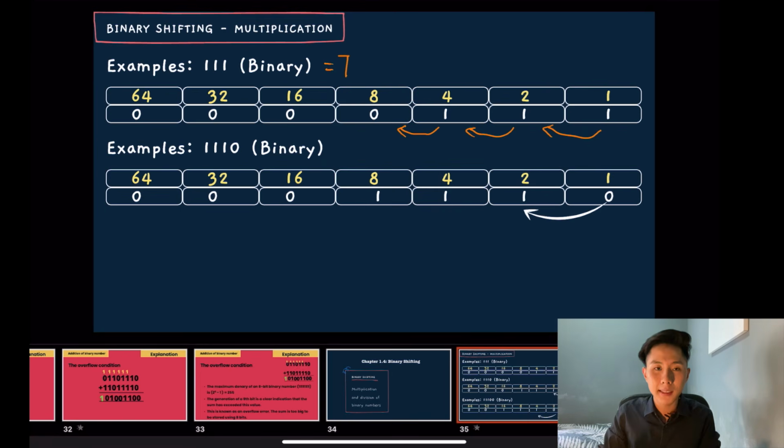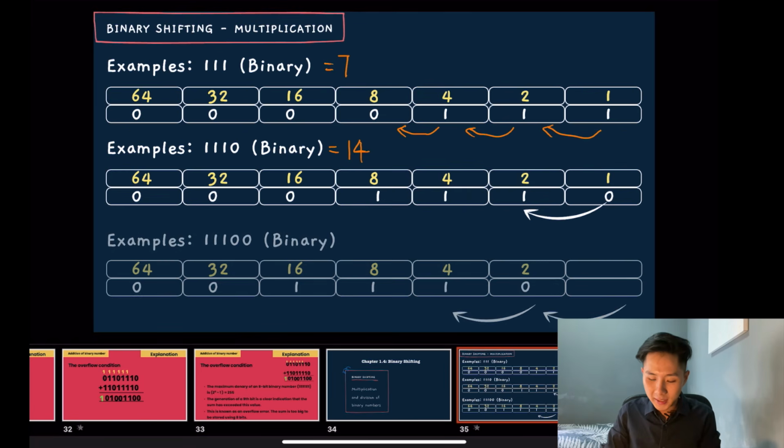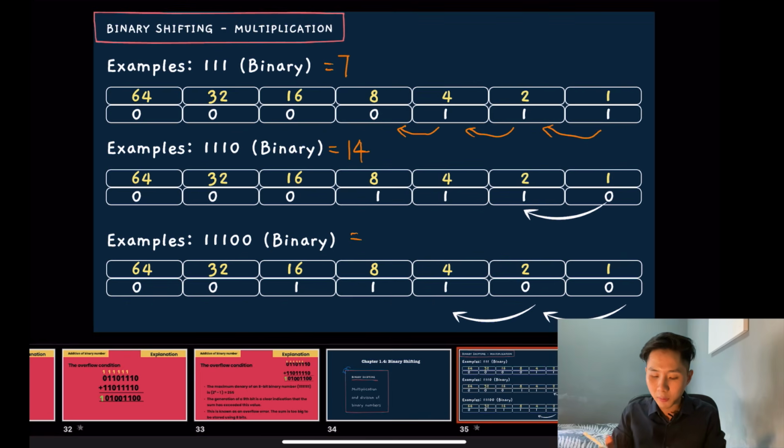And I want you to observe the effect of this shifting. From the table, we know that the denary value is 8 plus 4 plus 2, in which we get 14. Hopefully you are starting to observe some pattern here. So let me move this binary one more place to the left. We will have 11100, and in denary, this value is 16 plus 8 plus 4, in which we get the value of 28. Can you observe a pattern here?